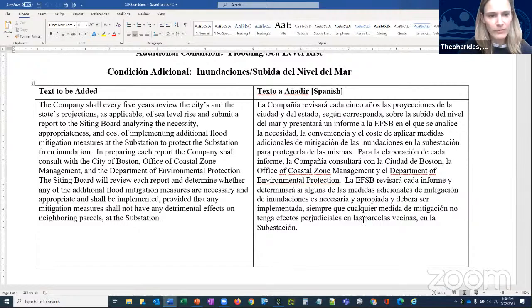The siting board will review each report and determine whether any of the additional flood mitigation measures are necessary and appropriate and shall be implemented, provided that any mitigation measures shall not have any detrimental effects on neighboring parcels at the substation.